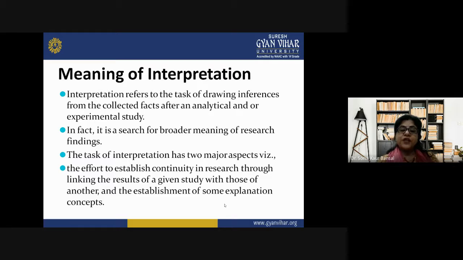The task of interpretation has two major aspects. The effort to establish continuity in research through linking the results of a given study with those of another. You are continuously linking your research with other research which has already been done in that particular area. So, establishment of some explanatory concepts will help that purpose in a very nice way.